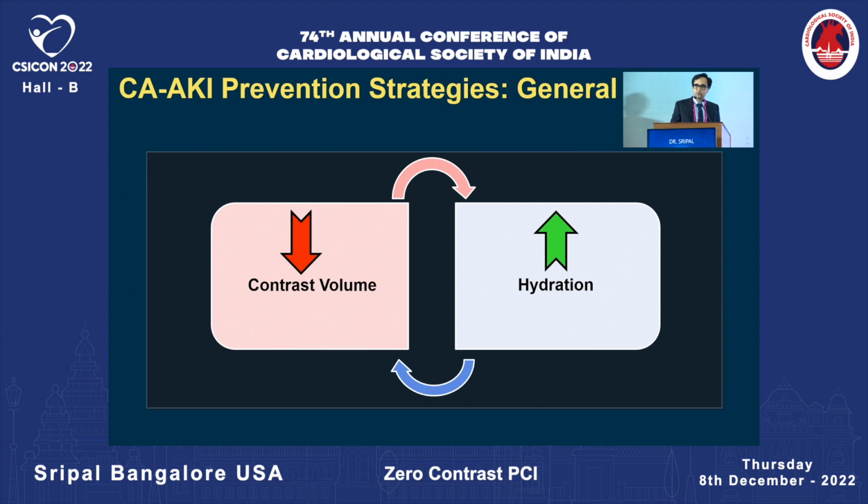There have been a number of strategies that have been tested to reduce the risk of AKI. I have summarized here the time-tested ways of reducing AKI. Of all the things that have been tested, one is to reduce contrast volume, and second is to adequately hydrate these patients. Here you can see that I have arrow marks pointing to each other. So if you can hydrate the patient, you can be slightly more generous with your contrast, but if you cannot hydrate patients, you have to be more stringent with contrast volumes.